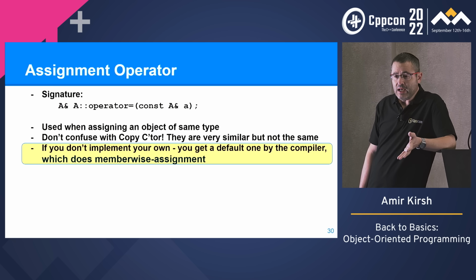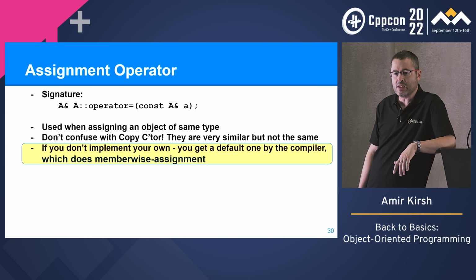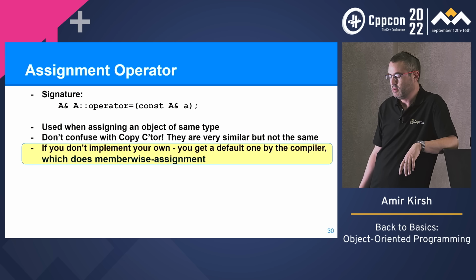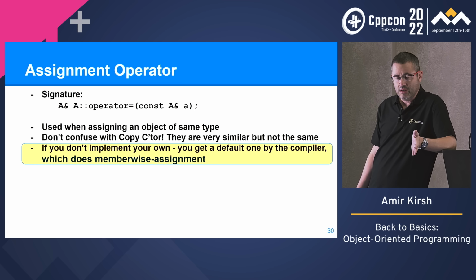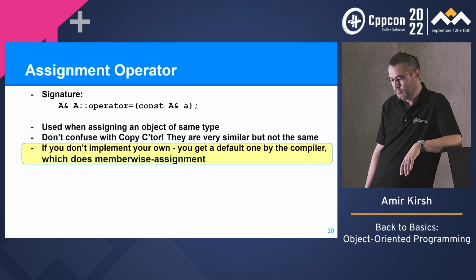Which is good in many cases, because if I have two members, a string and a vector, and I'm not implementing my own assignment operator, then the default assignment operator would do just fine. It would call the assignment of my members. If you do have a pointer, then this is something else, and then we would call it shallow copying or shallow assignment, which might not be good. But in many cases, it's good.